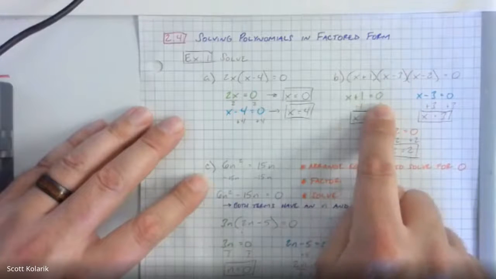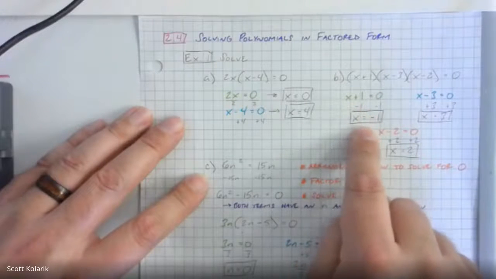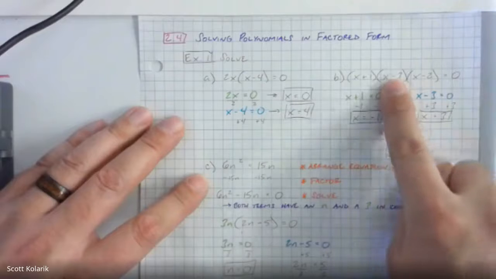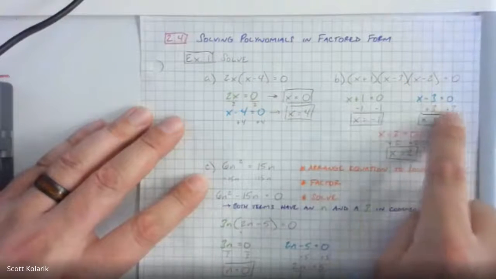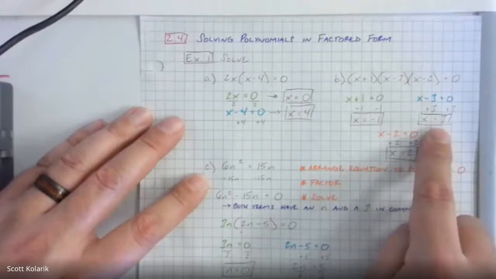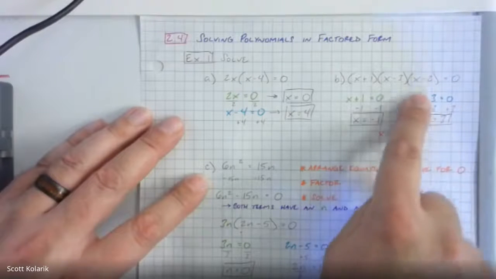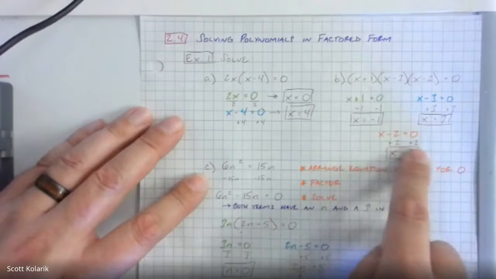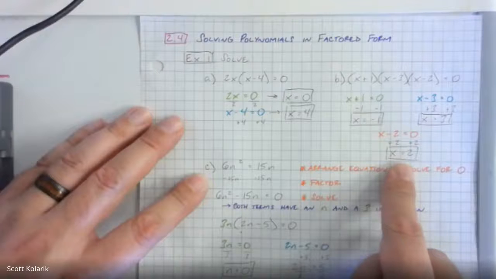X plus 1 equals 0. Subtract 1 from both sides. X equals negative 1. X minus 3 equals 0. Add 3 to both sides. X equals positive 3. X minus 2 equals 0. Add 2 to both sides, and I get x equals positive 2.